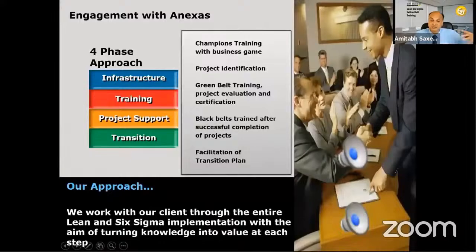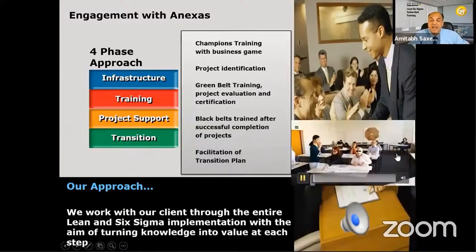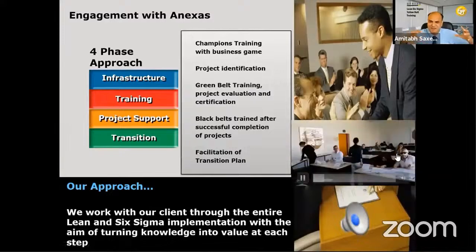Okay, then here, let's say this company. This was a Swiss company, a pharmaceutical company. And the senior managers were first trained by me. Here we used a courier service game for senior managers. They played a game and we applied these tools.